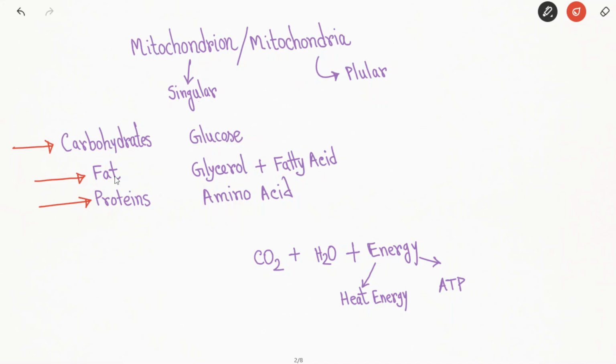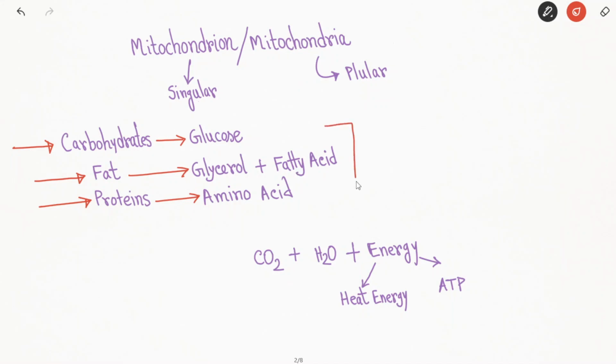So once we eat them, in our digestive system they get digested and broken down into smaller units. Carbohydrates are broken down into glucose, fats or lipids are broken down into glycerol and fatty acids, and proteins are broken down into amino acids. Now glucose, glycerol, fatty acids and amino acids are ready to be absorbed.